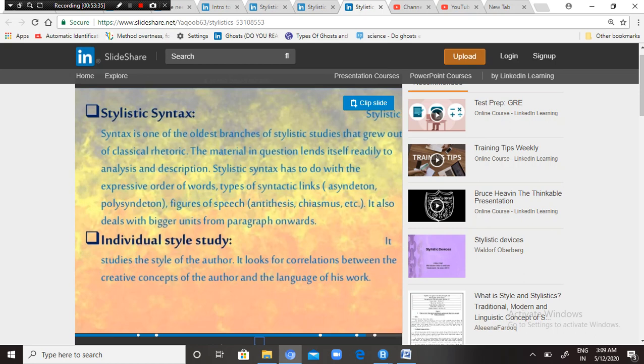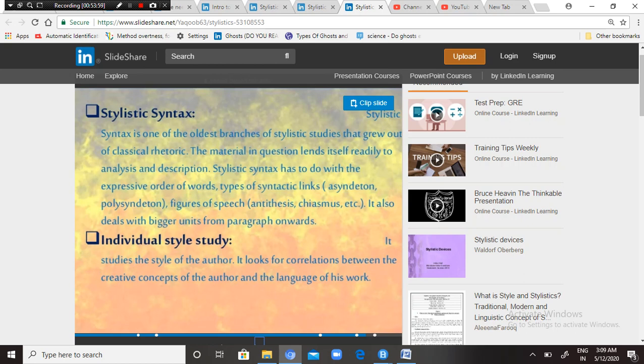Stylistic syntax. Syntax is one of the old branches of stylistic studies that grew out of classification theory. The material in question lends itself greatly to analysis and description. Stylistic syntax has to do with expressive word order, types, and syntactical links. Okay, figures of speech.